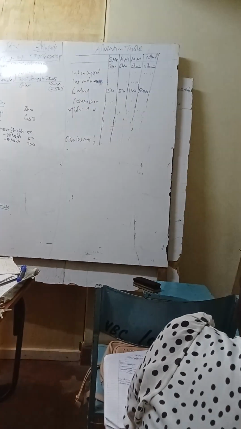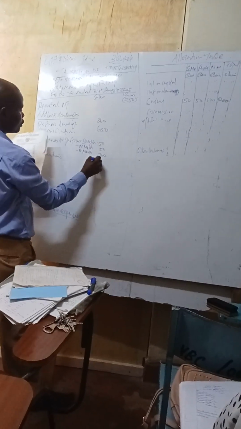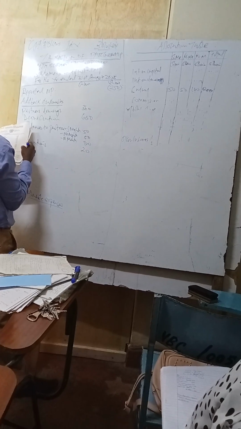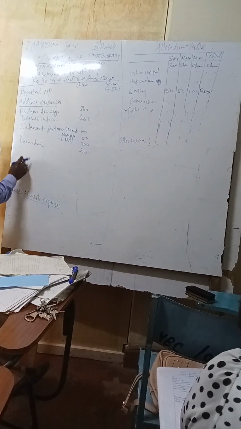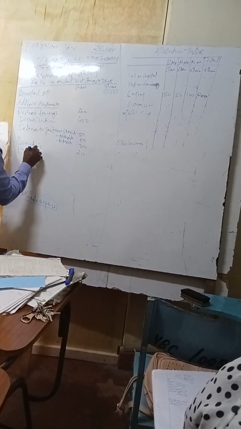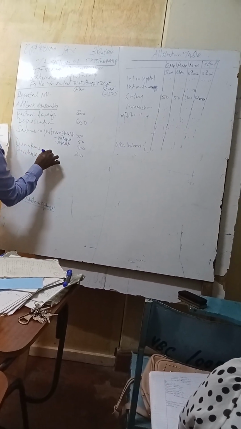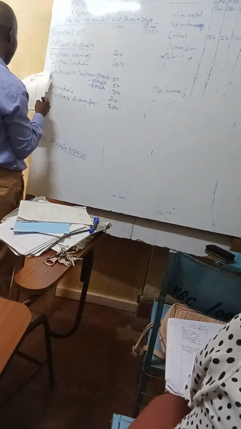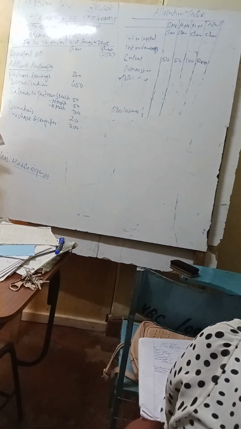Then we have donations. Is that allowable or disallowable? Disallowable. So we write that one here. Donations, how much? 20, disallowable. Then we have purchase of computer. We said that any fixed asset is disallowable, isn't it? Purchase of computer, how much? 200. And then we have bad debt written off, that is allowable.